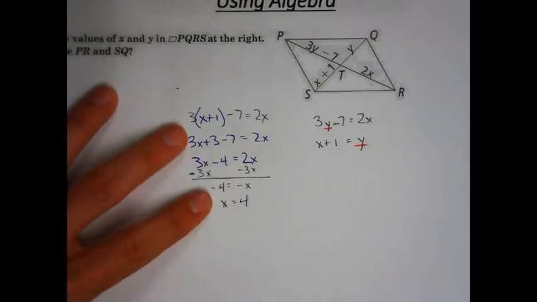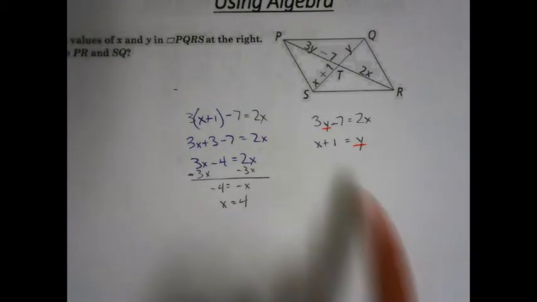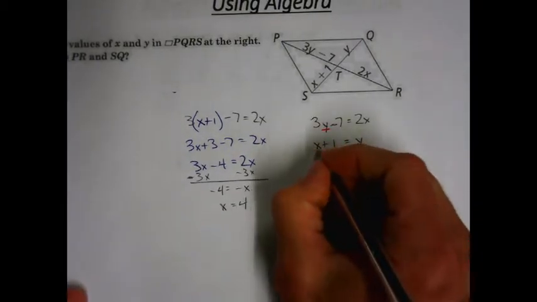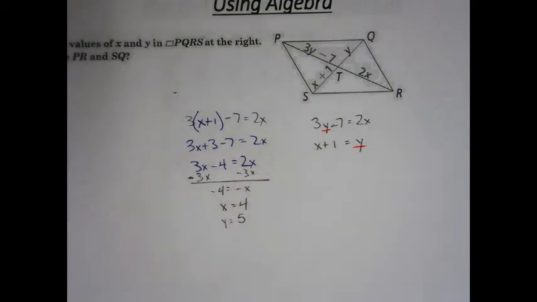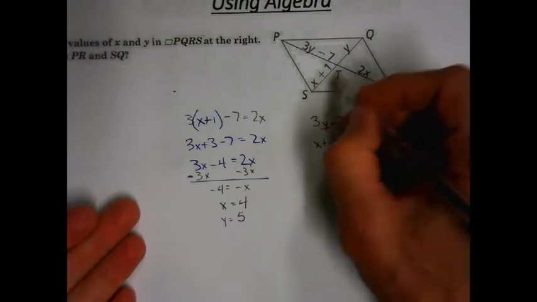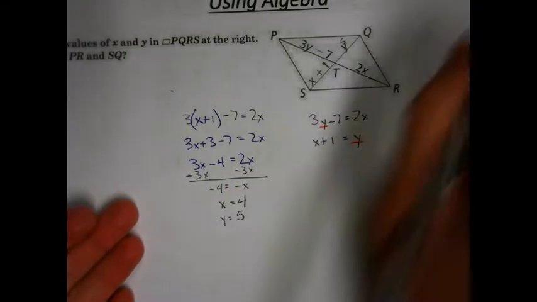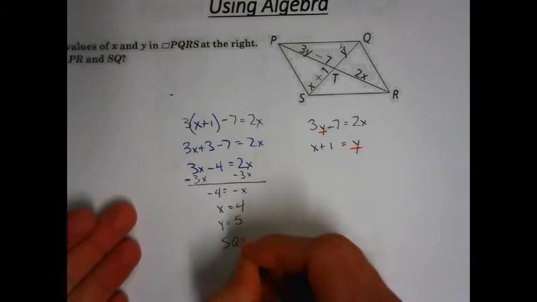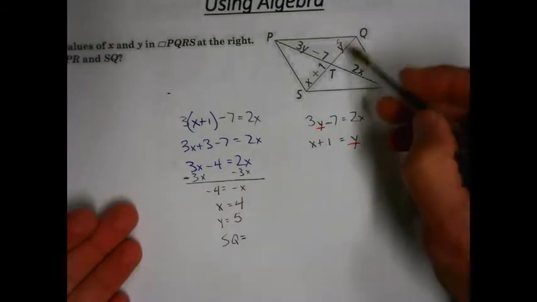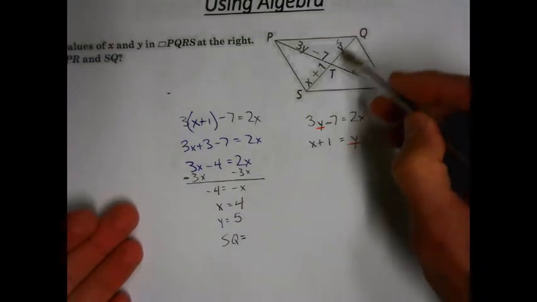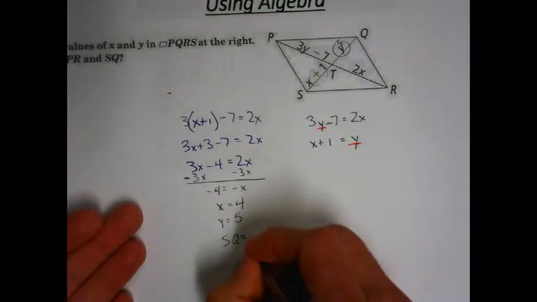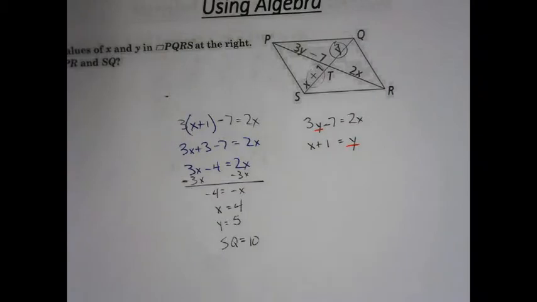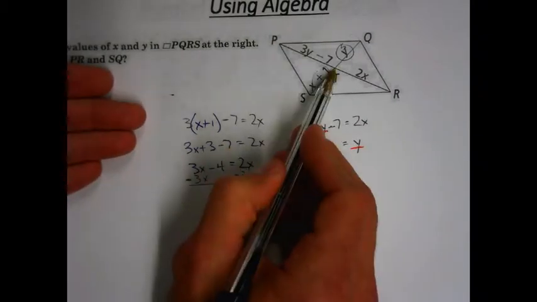If the value of x is 4, guess what y is? Y is 4 plus 1. So y is 5. Okay, so x is 4, y is 5. Now if we know our y is 5, that means SQ is the easier one to find. SQ all the way across here is 10. 5 here, 5 here. That's 10. So SQ is 10.